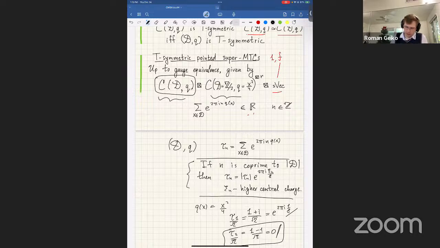Higher central charges, again, in this definition, it's not all Gauss sums. So this is what I'm requiring. Knowing all Gauss sums is much more than knowing all higher central charges. And moreover, I'm requiring that all higher Gauss sums are real, while this gappable condition requires that some of these Gauss sums have zero phase, have trivial complex phase.